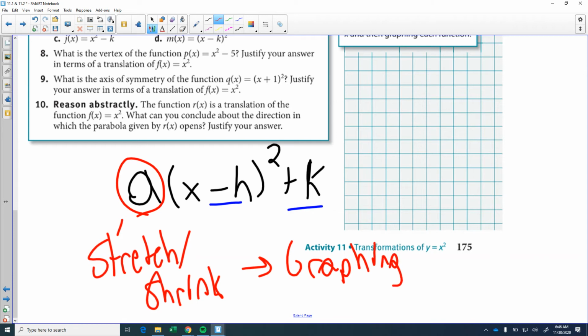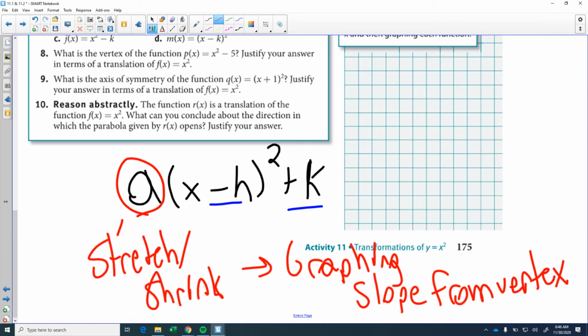And the easiest way we use this, especially for graphing, is we want to understand this as almost like a slope. So when we're graphing it, I want to assume this is like a slope from the vertex. Okay? And I want to use that value when we're graphing to understand how it is actually moving, how it is actually changing my graph.